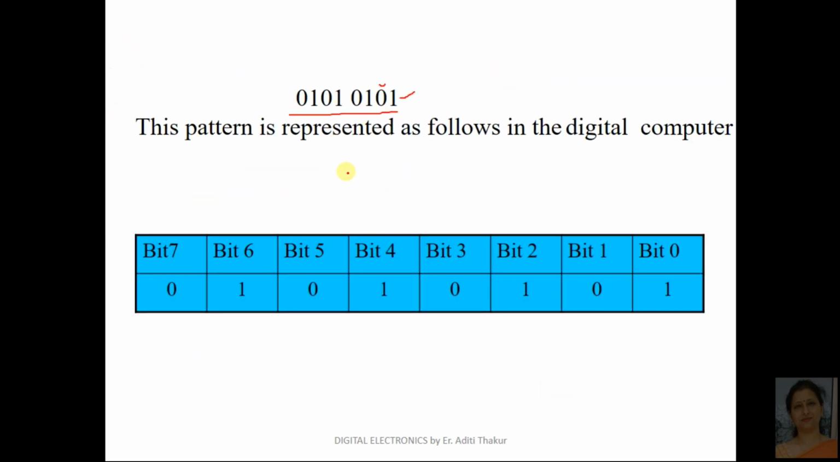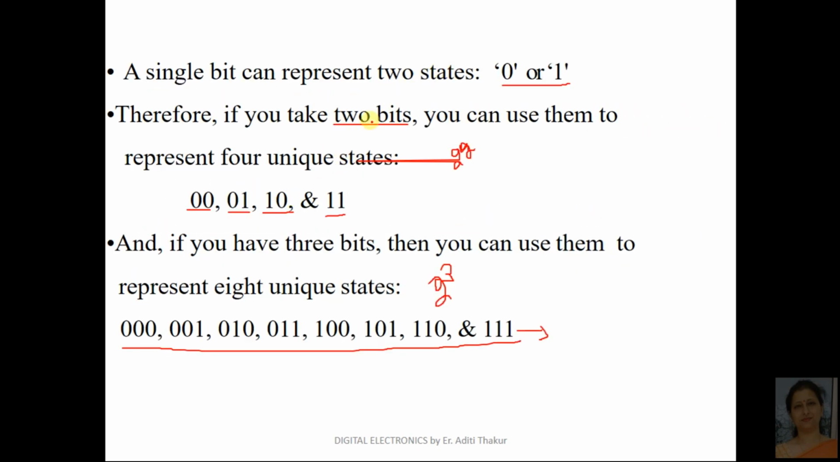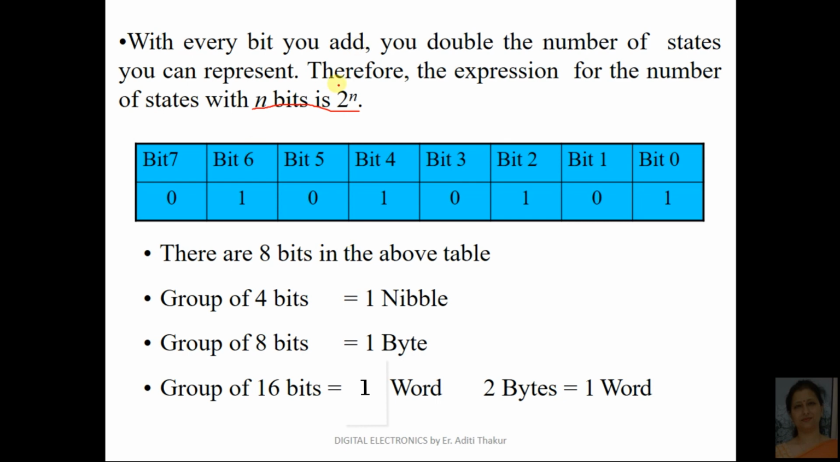So when we are moving from 2 to 3 bits, the number of states directly increases from 4 to 8. So you can do the exercise for 4 bits, 5 bits and 6 bits and so on. The formula is simple: 2 raised to the power n. If you are using 4 bits, then the number of states will be 2 raised to the power 4, or we can say 16.